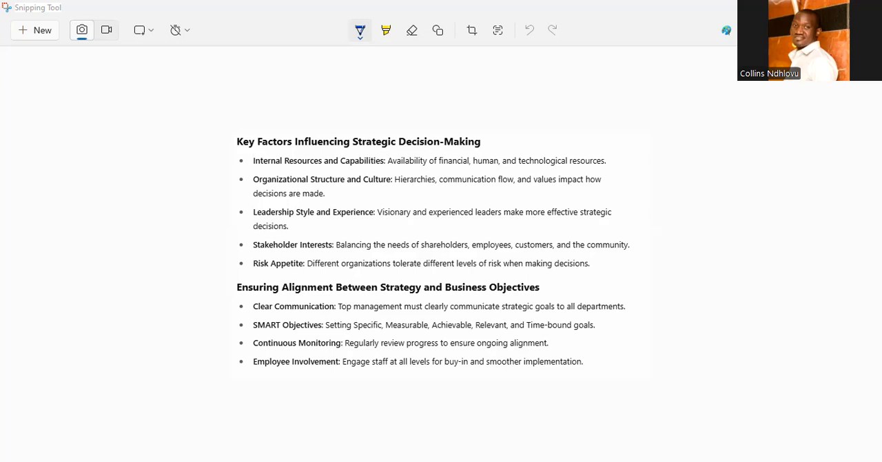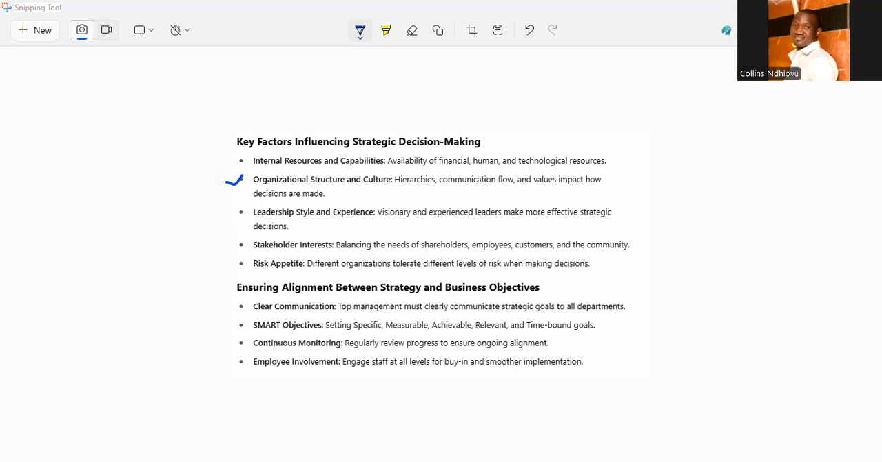The other factor that will affect strategic decision making is organizational structure and culture. So in terms of organizational structure and culture, we know that the way an organization is structured and their culture will significantly impact decision making. So the hierarchy that organizations have, the decisions that they make from top to bottom through the ranks, whether it's decentralized or centralized, will determine how decisions will be made.